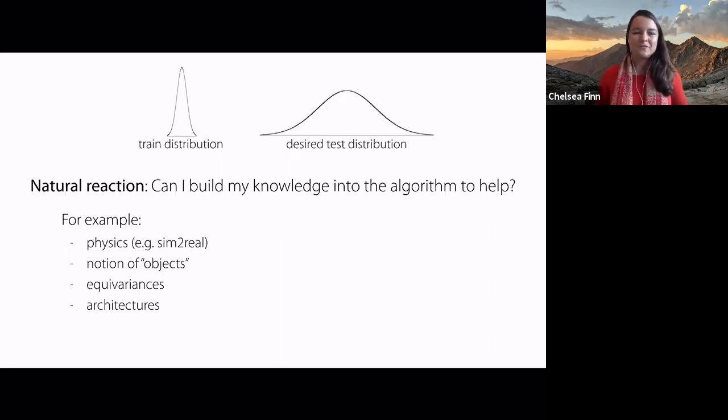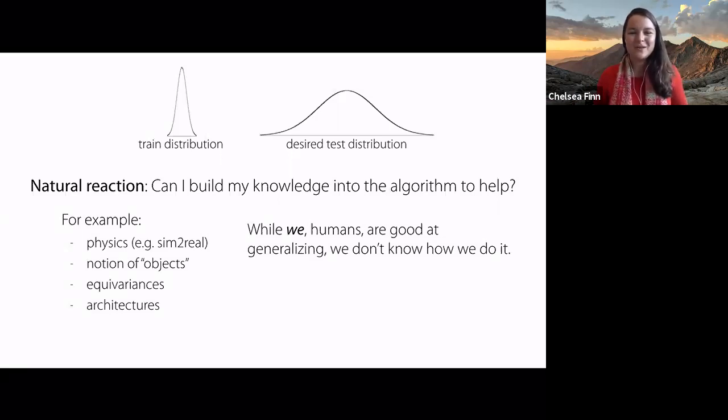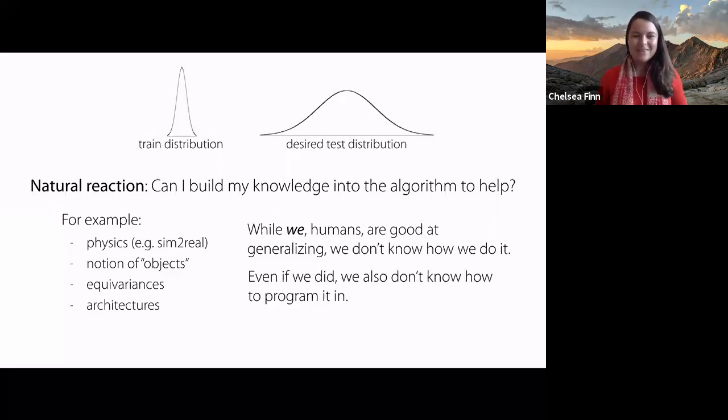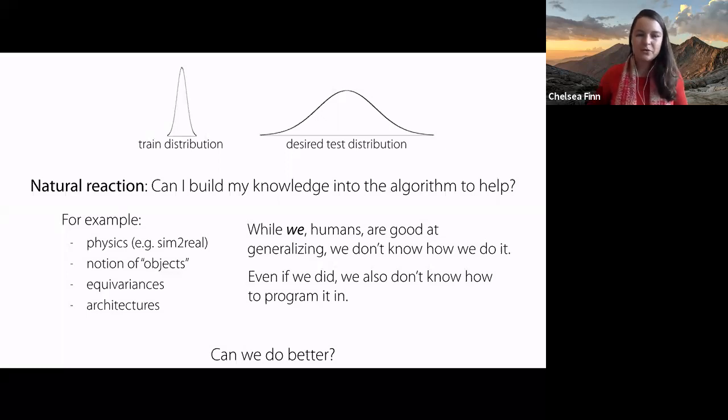However, while this reaction is very natural, I think that it's flawed in a couple different ways. First, while we humans are really good at generalizing to different environments, we don't know exactly how we do it. And second, even if we did know exactly how the human brain worked, we also don't know how to translate that into AI systems. And so it seems like we should be able to do better than this. It seems like we should be able to develop robots that can generalize without building knowledge into the system.